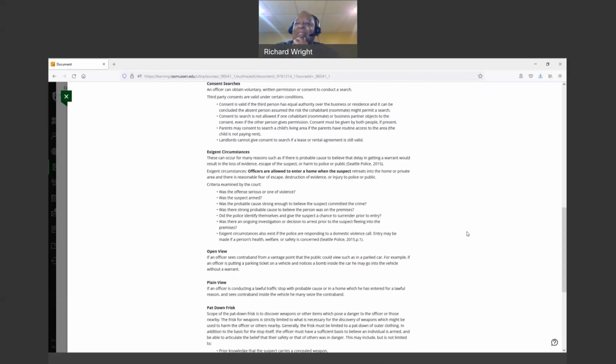So what the court looks at to determine exigent circumstances is, was it a serious offense or one of violence? Was the individual armed? They don't have to be, but these are just some considerations. Was the probable cause strong enough to believe the suspect was the one who committed the offense? Was there strong probable cause to believe the person was actually there on the premises? Did the police identify themselves and give the suspect a chance to surrender prior to entry? Was there an ongoing investigation or decision to arrest prior to the suspect fleeing into the premises?